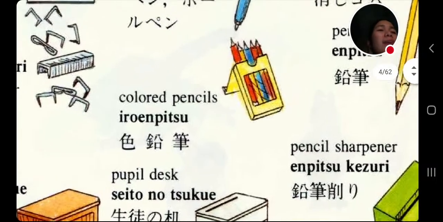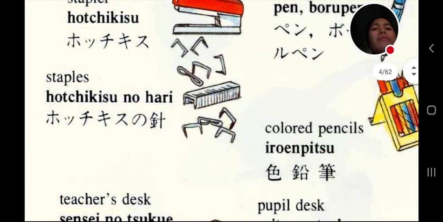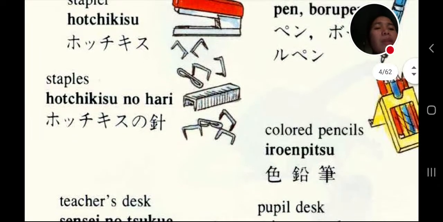That's easy, right? So pencil again is empitsu. Color is iro. You combine it. You have colored pencils. Iroenpitsu. And then we have here, syempre kung meron kang hotchikisu, stapler again is hotchikisu. So yung staples is called hotchikisu no hari. Hari kasi, pag hindi ang hari yan eh, matusok ka niyan.